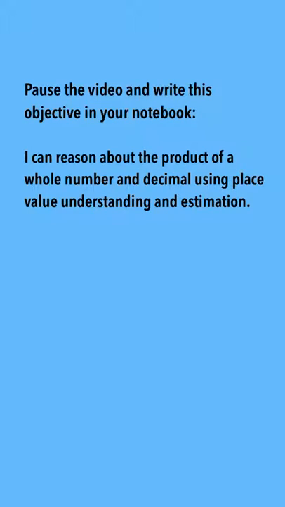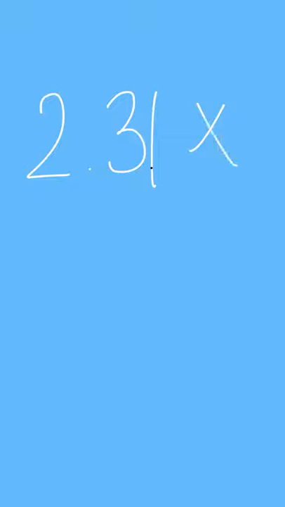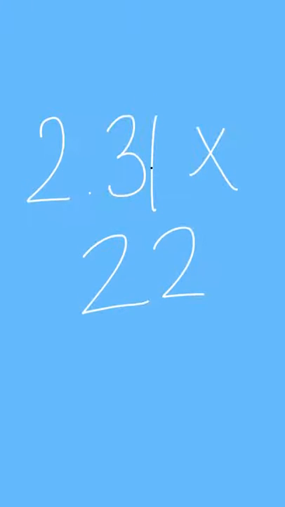We're going to start with our first problem, which is 2 and 31/100 times 22. It doesn't seem to be writing, so give me 1 second. Great. Okay, let's try this again. So 2, there we go, and 31/100 times 22. Okay, so the first thing that we're going to do is make our estimate.